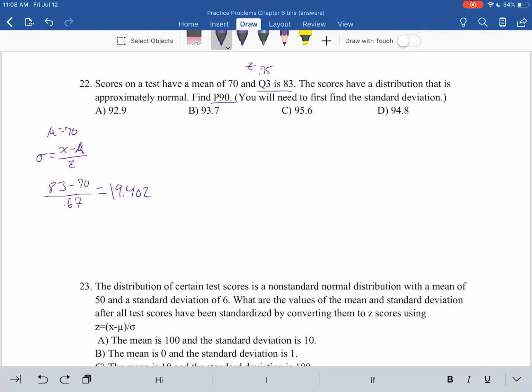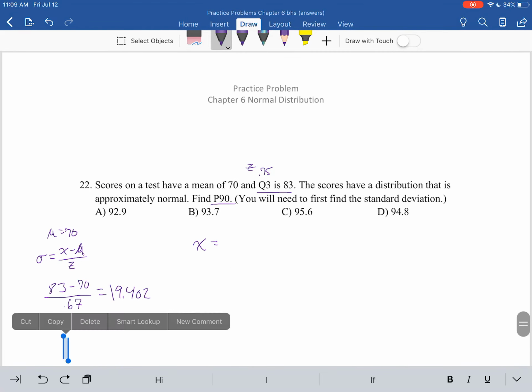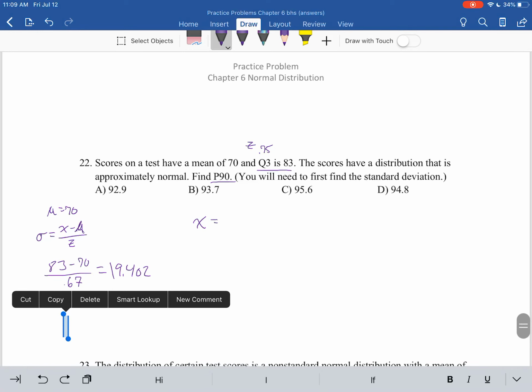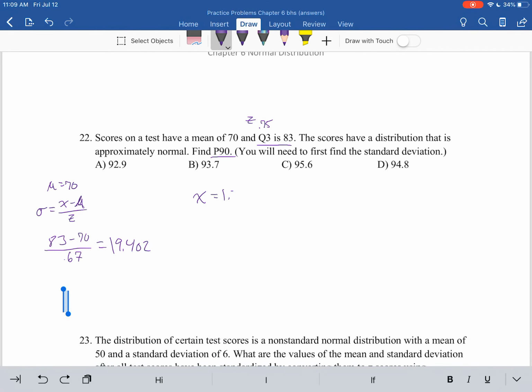So now that we have a standard deviation, and we want to find a value of x at the 90th percentile, if you scroll up to the other parts of the video, I believe just above this one, right? At the 90th percentile, we already know that that value is going to be 1.28. So we have x equals 1.28 times our standard deviation that we just solved for, 19.402, plus our mean of 70, which will now give us the x that you need at the 90th percentile, which would be 94.83, or answer D. So this one is great because it's taking in a lot of what we learned and applying it going forward.